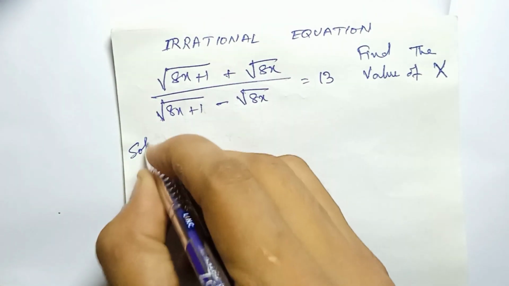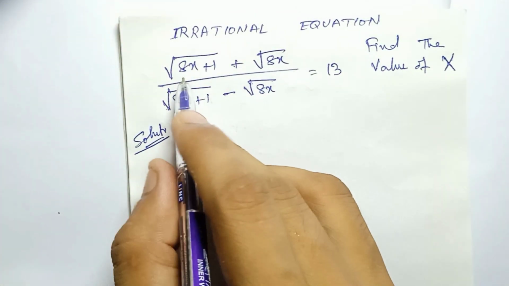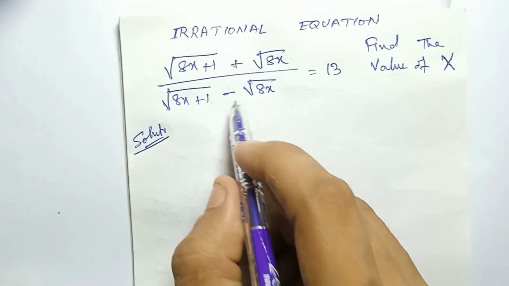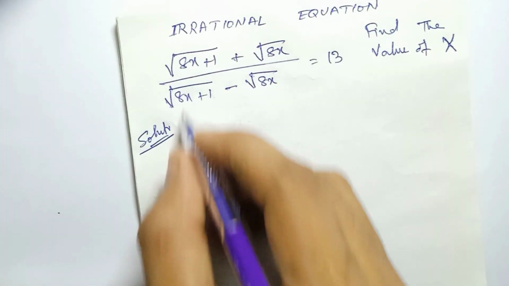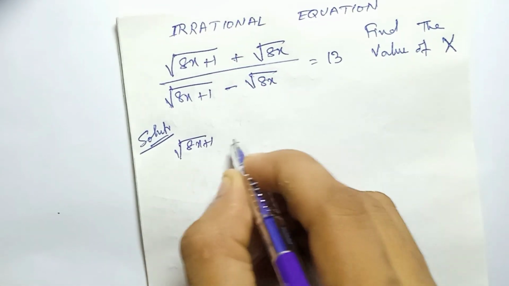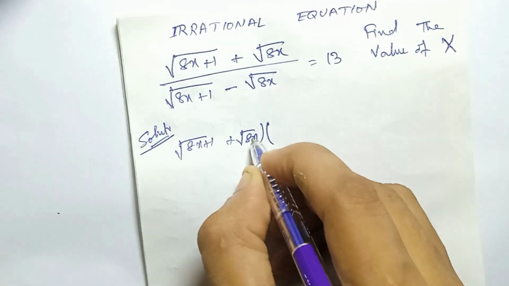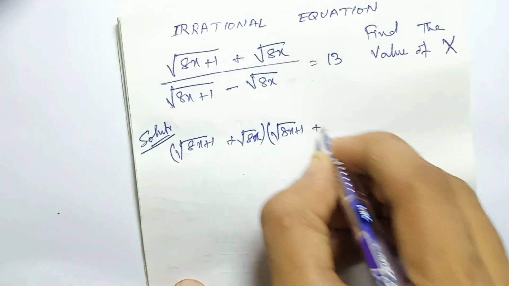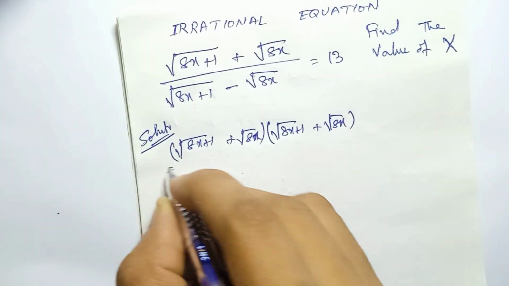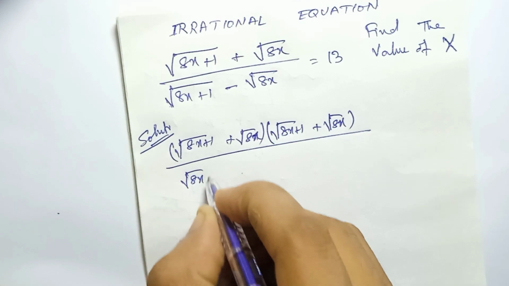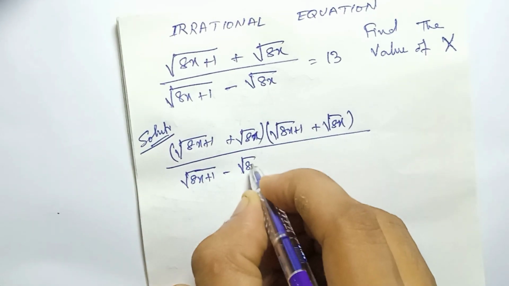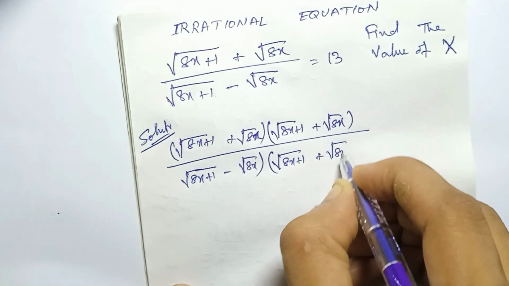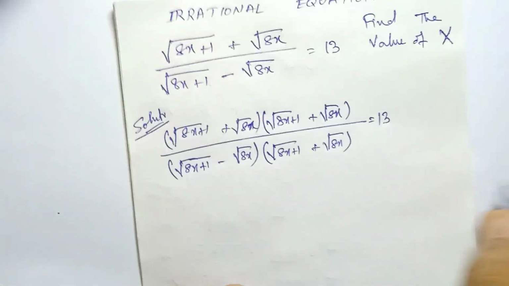Okay, so let's solve the equation. जैसे कि हम देख पा रहे हैं, numerator में हमारा 8x प्लस वन प्लस अंडर रूट ऑफ 8x है और denominator में 8x प्लस वन माइनस अंडर रूट ऑफ 8x है। तो अगर हम same equation को multiply करते हैं 8x plus 1 plus under root of 8x से, both in the numerator and the denominator, 8x plus 1 plus under root of 8x and the same in the denominator: 8x plus 1 minus under root of 8x, and this term under root of 8x plus 1 plus under root of 8x is equal to 13.